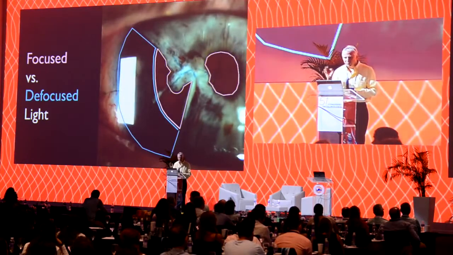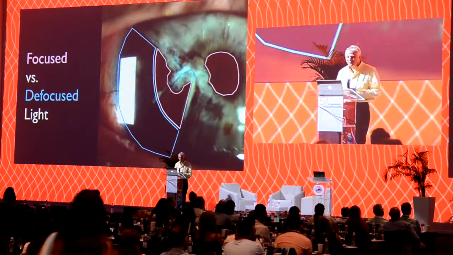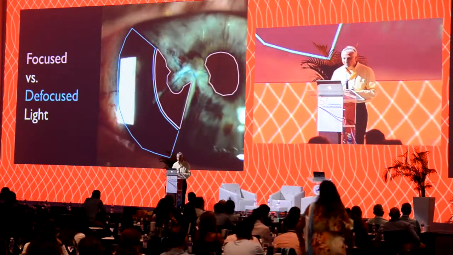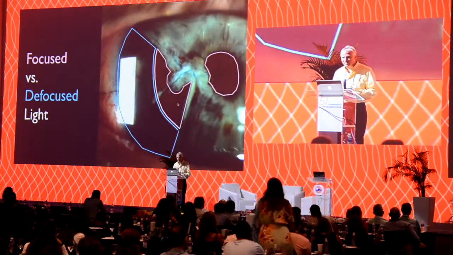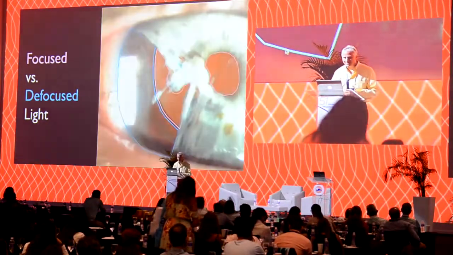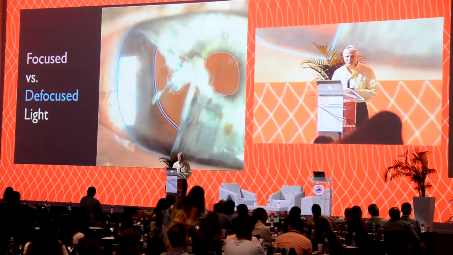One of the things that we don't talk about much is the focused versus defocused light, and this is a very important point. Only the light that goes through the implant lens is focused. The other light that's going around the implant lens is defocused. This is what that looks like to a patient.